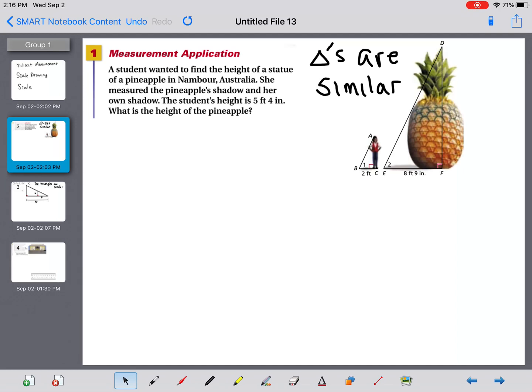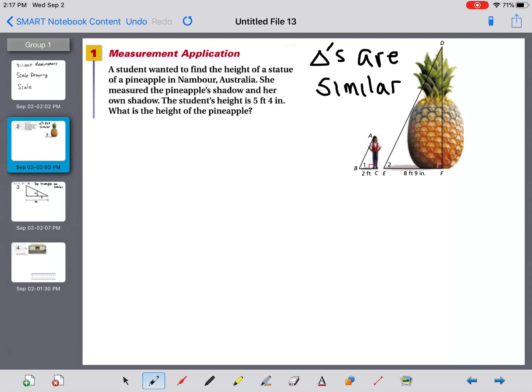These triangles are similar because we know that these lines are parallel, and if I were to connect them, that would tell us that angle 1 and angle 2 are congruent. So by our angle-angle theorem, we know that these two triangles are similar. So if we know that triangles are similar, we know that we can set up a proportion.